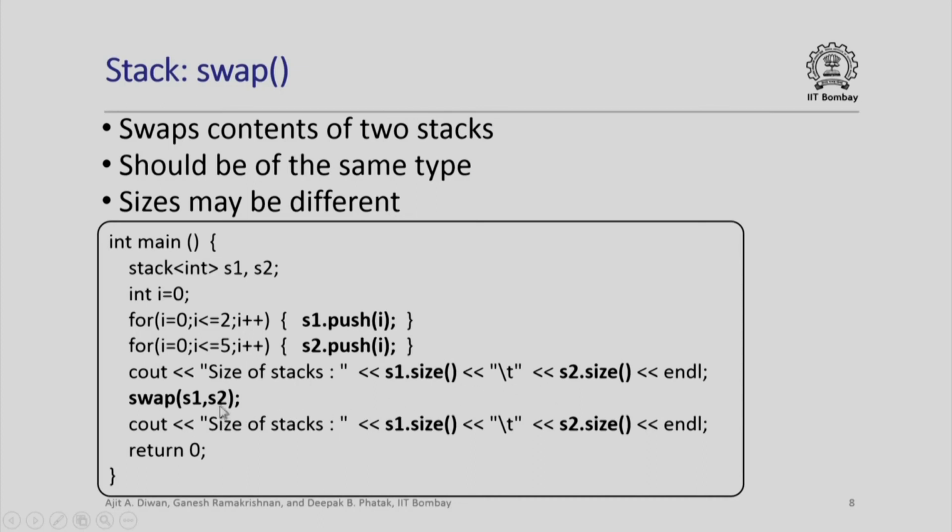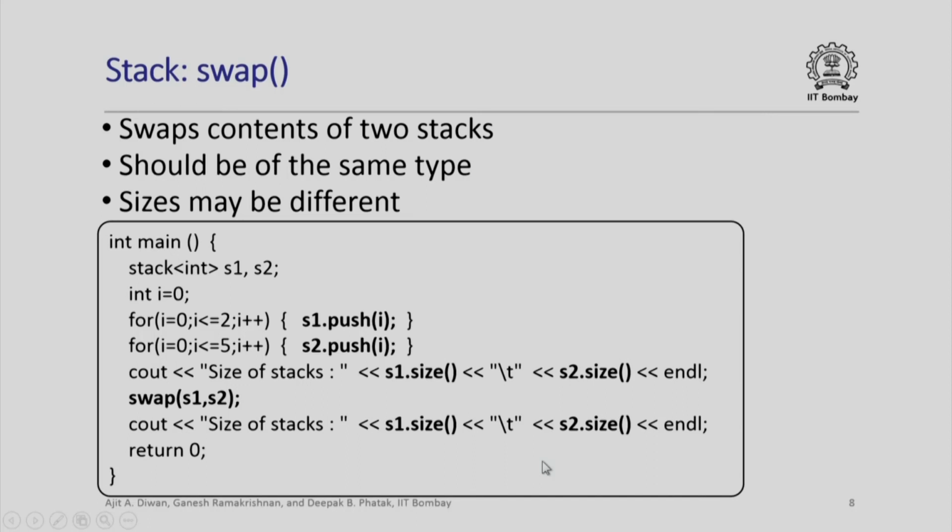Now, look at this important function, swap(S1, S2). It will simply take all elements of S2 and put them into stack S1, and it will take all elements of S1 and push them into stack S2. This is a massive swap which automatically occurs because of this function. Now, if I test the size of the stacks, I will get S1.size() as 6 and S2.size() as 3. It is a very useful function.